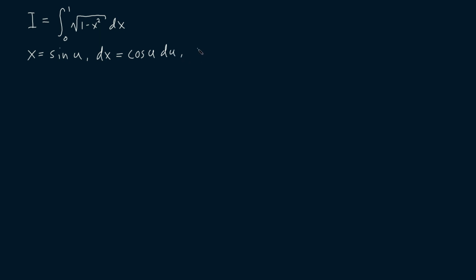Now at x is equal to 0, our u will also be equal to 0, since sine of 0 is equal to 0, and at x is equal to 1, our u will be equal to pi over 2, since sine of pi over 2 is equal to 1.